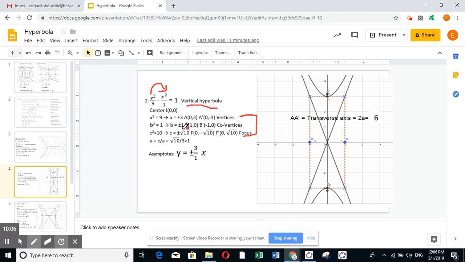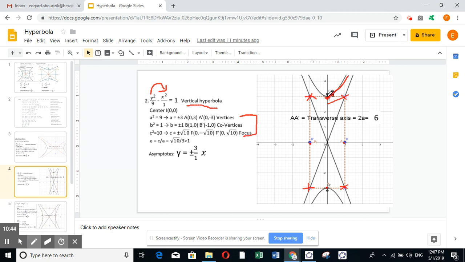Now, if I want to graph it, I put the center, I take a 0, 3, this is a prime, 0, minus 3, b 1, 0, minus 1, 0. So I draw this rectangle passing by a prime, b prime, parallel from b to b prime to the y-axis, and parallel from a to a prime to this one. I take the four corners, and then I join the points. And since it's vertical, I draw here the first hyperbola.